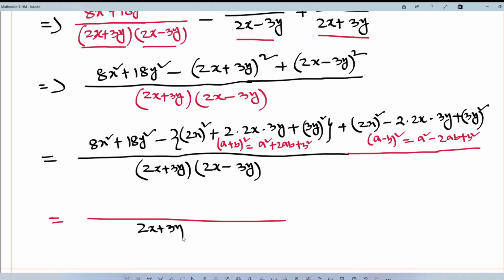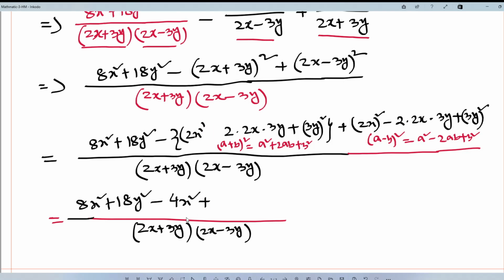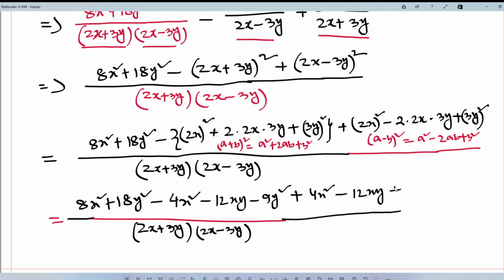Over (2x + 3y)(2x − 3y), we write 8x² + 18y² minus (4x² + 12xy + 9y²) plus (4x² − 12xy + 9y²). Here 2 squared is 4 and x squared is x², so 4x². Then 2 times 2 is 4, and 4 times 3 is 12, so 12xy. The plus sign becomes minus because of the minus in front of the bracket, so we get minus 12xy and minus 9y², and then plus 4x² − 12xy + 9y².